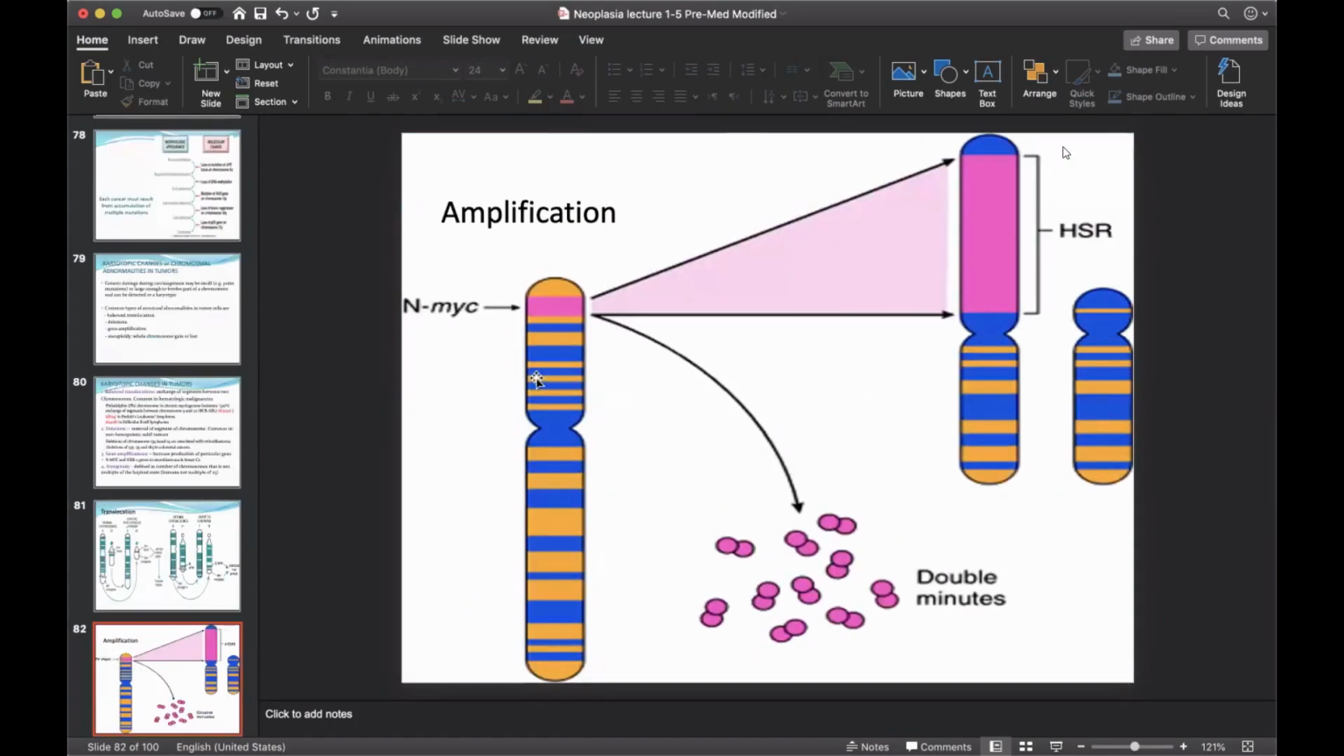Here we come to N-MYC amplification. We can detect these abnormalities by doing fluorescent in situ hybridization to see these regions of amplification.